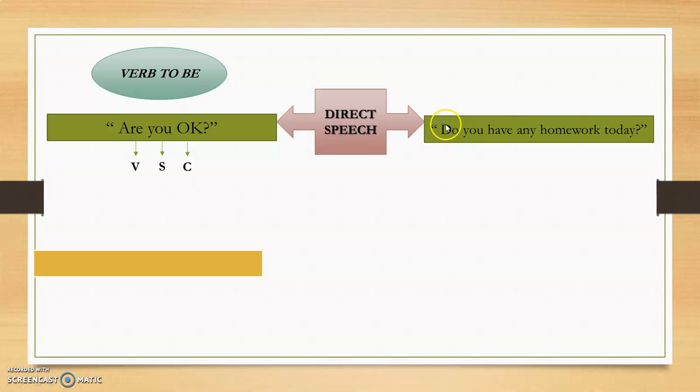Now guess, what is do? What is the function of do in this sentence? Okay, do is the auxiliary. The word you is the subject. The word have is the verb. And any homework today corresponds to the complement. Don't forget that the question needs a question mark, and also it is between quotation marks because it is in direct speech.